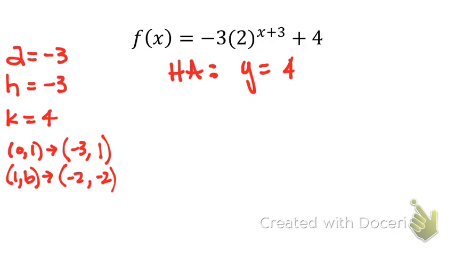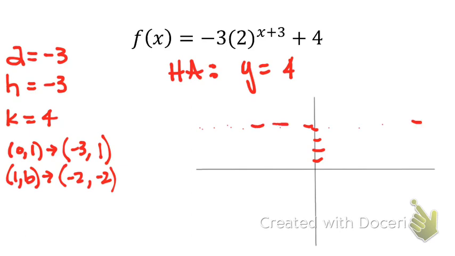Let's draw a quick graph of that. So here is my y-axis, there is my x-axis. I'll just count up 1, 2, 3, 4. Here is my horizontal asymptote cleverly drawn in, and then when I plot those 2 reference points, (negative 3, 1) and (negative 2, negative 2), our graph will look something like that.